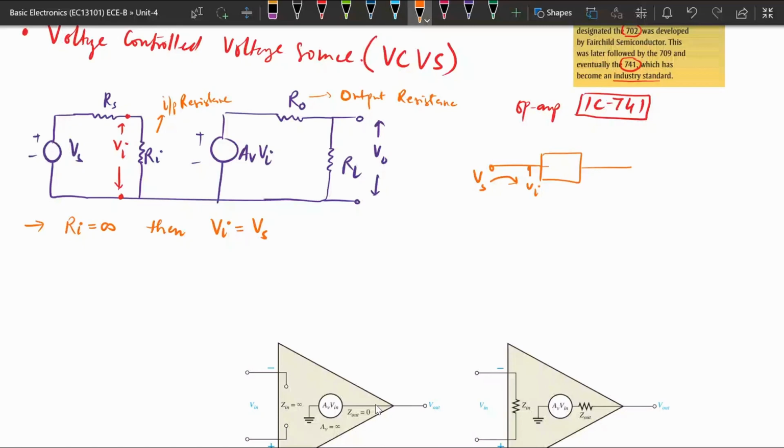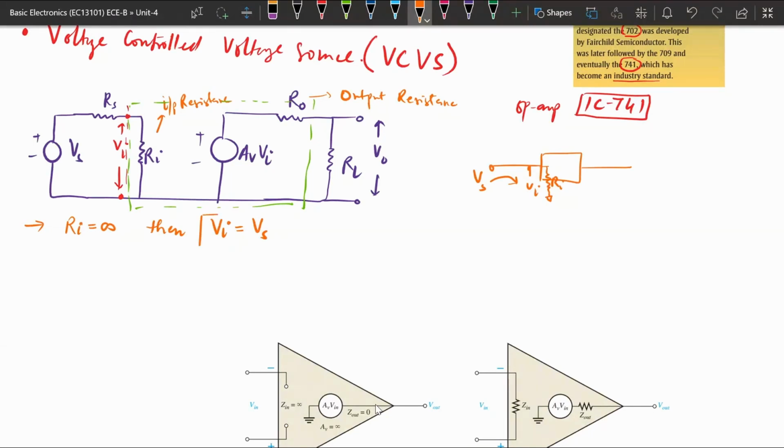So you can call it whatever input we are applying. This input should appear across this R input, so that we get the maximum of the input we are applying. For that, R input should be high. If R input is high, then only V input will be equal to the applied voltage source.